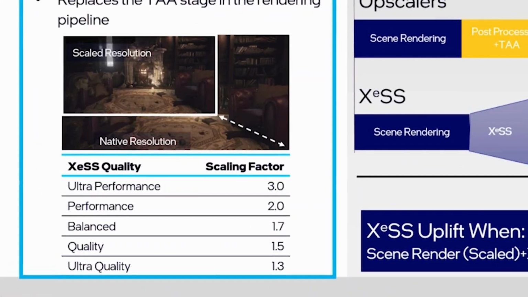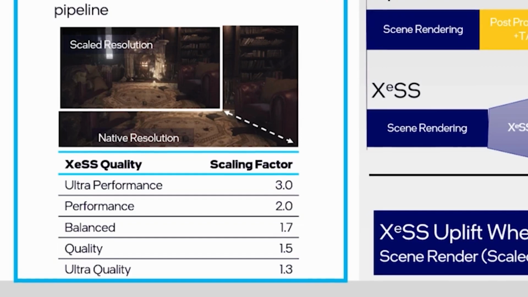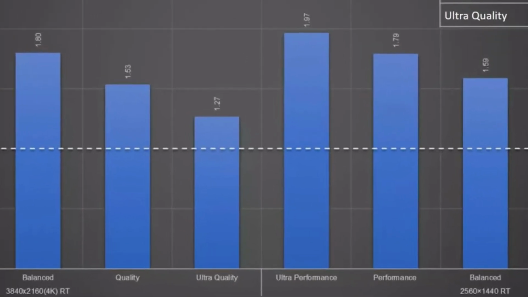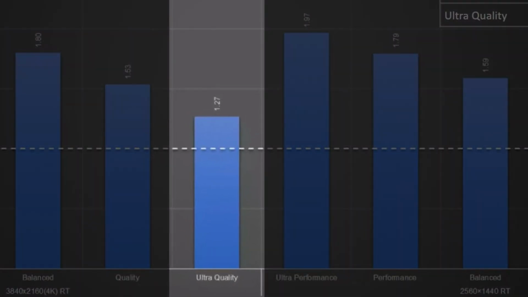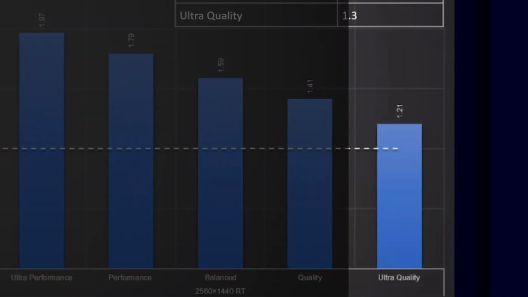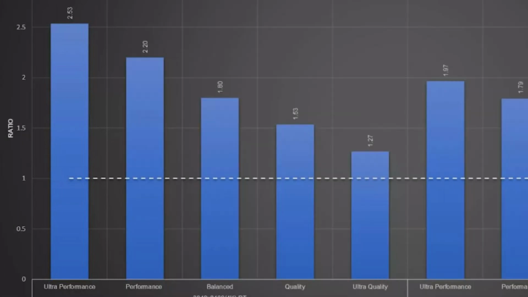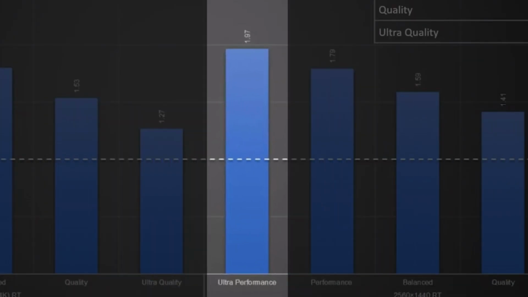Currently, just like Nvidia and AMD, Intel also has 5 different modes for XeSS. These range from ultra quality to ultra performance. According to Intel, with the ultra quality mode, you can gain as much as a 27% performance boost at 4K resolution and up to 21% at 1440p. The performance maxes out at around 2.5 times with the ultra performance mode at both 4K and 1440p resolutions.